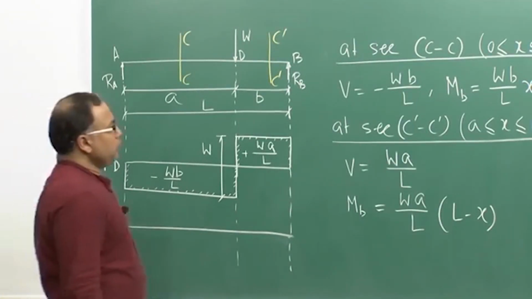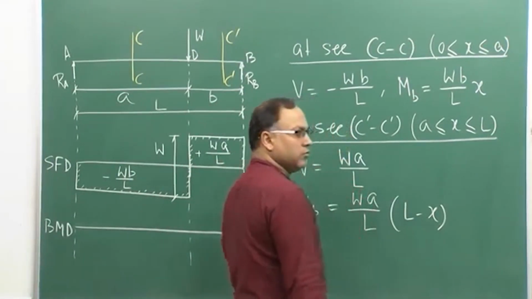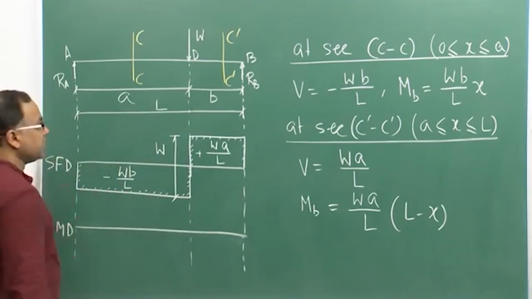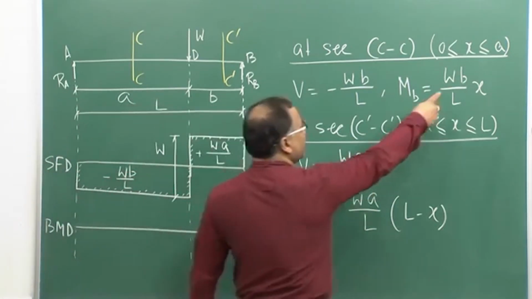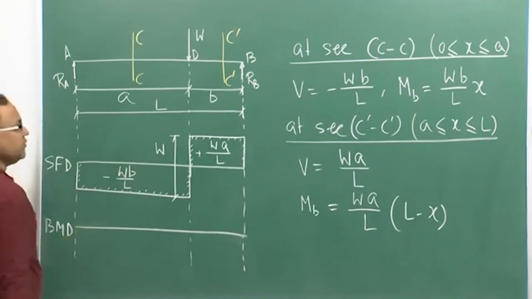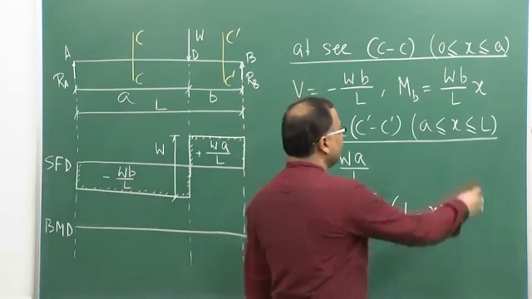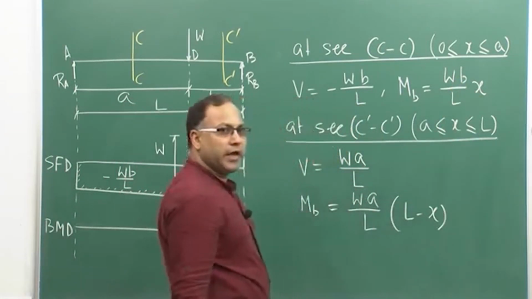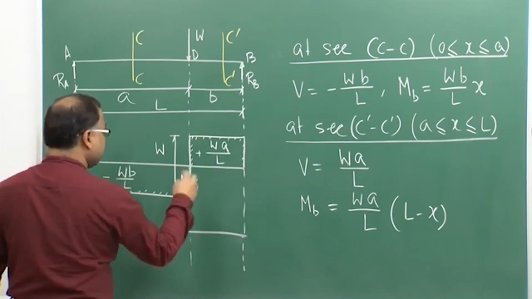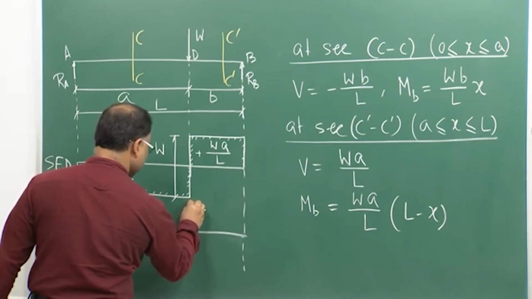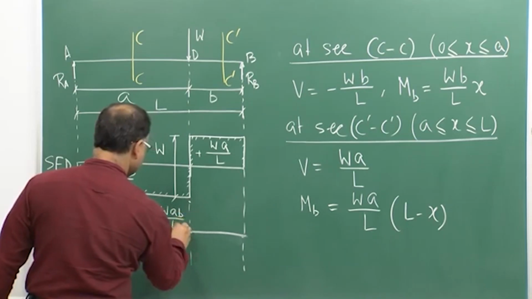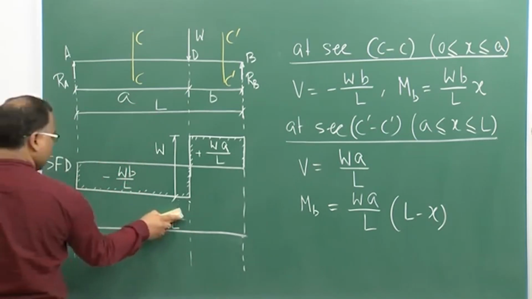Now, if x is equal to 0, that means you are at point A. At that time, what is the value of your bending moment? That will be coming from this expression. If you put x equal to 0, bending moment is 0, okay. And if you put x equal to a, bending moment will be Wab by L, right. So, at x equal to a, it will be Wab by L, okay, rather I will write later on.